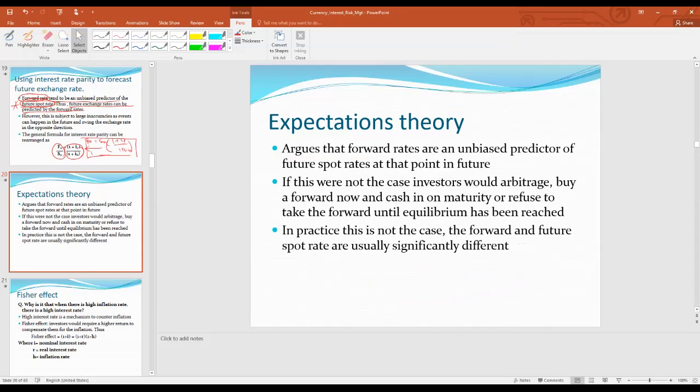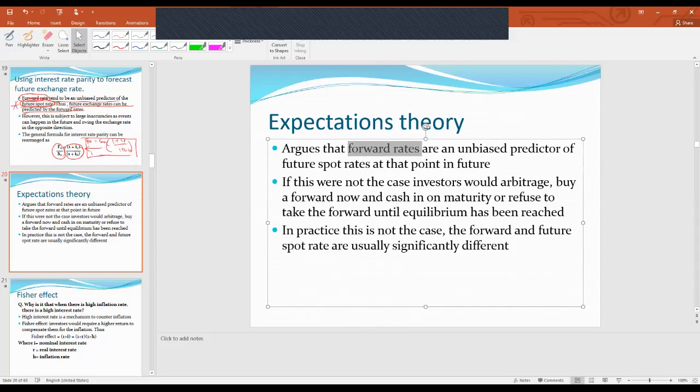In case we expect that there'll be more inflation in the Kenyan economy, would you want to invest in Kenya? No, you invest where there's less inflation, less loss of value, in this case for example Tanzania. They call this the theory of expectations. At the end of the day, the forward rate can be used as an unbiased predictor of the future spot rate. The forward rate that we experience can be used as an unbiased predictor of the future spot rate. That's what we just discussed.